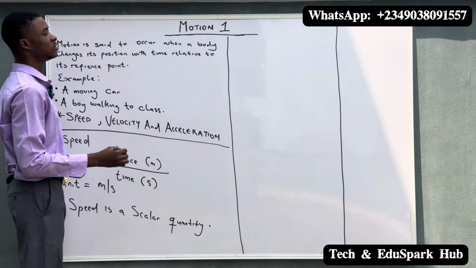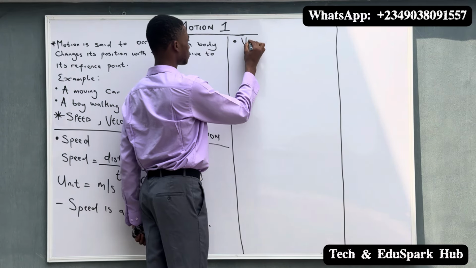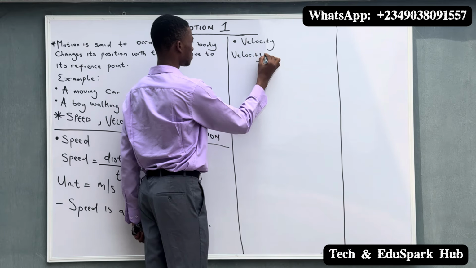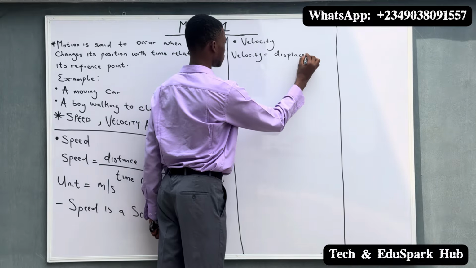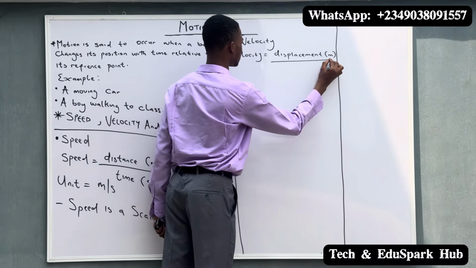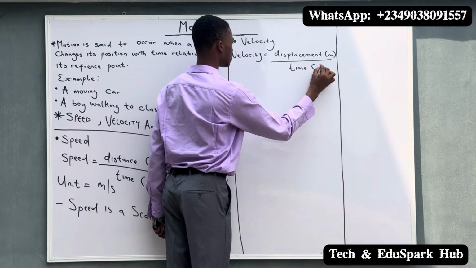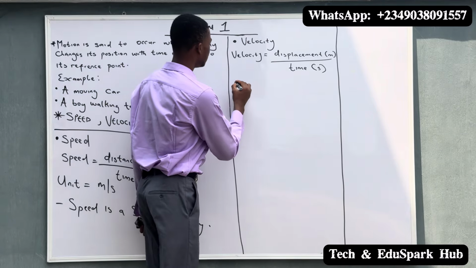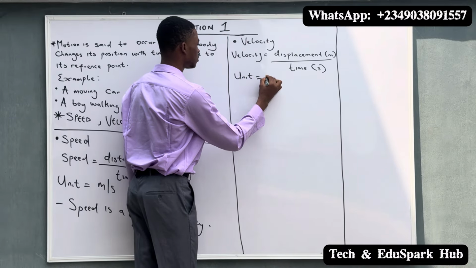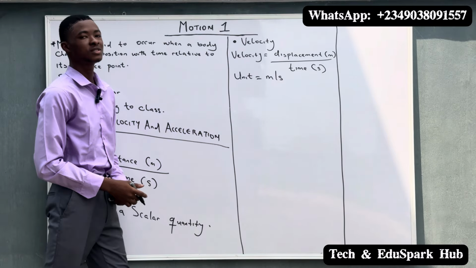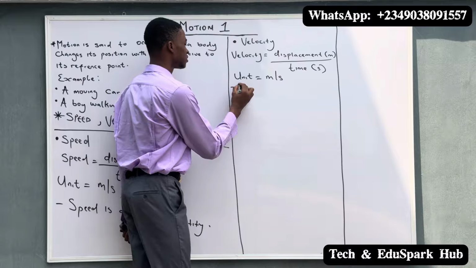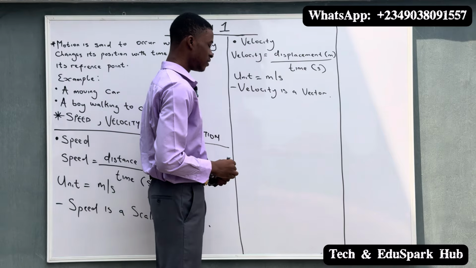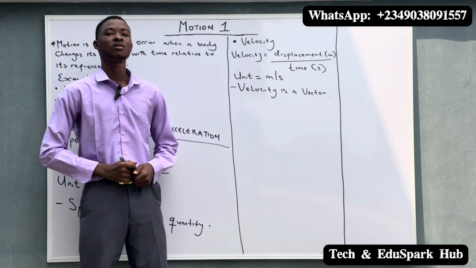So let's move to the velocity. The velocity is given as displacement in meters over time in seconds. So this is the formula for velocity. Velocity is given as displacement over time, and the unit of velocity is meters per second. And velocity is a vector quantity. This will be all about velocity.